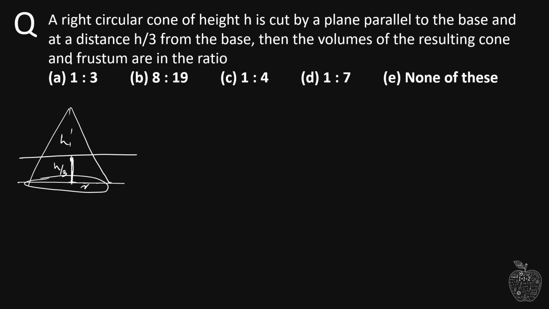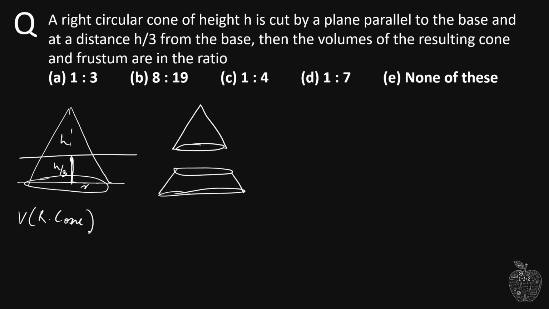Then the volume of the resulting cone and the frustum are in the ratio of what? So after cutting this, what do we get? We get two things. We get a resulting cone which will be like this, and we'll get a frustum which would look like this. This is the frustum, and we are asked the ratio of the volume of these two things. So the volume of this resulting cone is to the volume of this frustum. This is what we are asked by the question.